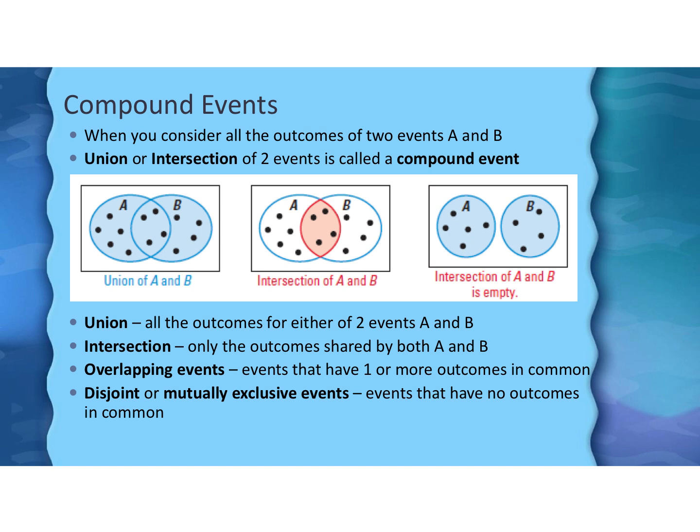It says union or intersection of two events is called a compound event. Okay, a union or intersection. So union is looking at, for example, the first diagram. Intersection is looking at the second. So what is a union? All outcomes of either of two events, A and B. It doesn't matter the outcome, it's all the outcomes of my events.